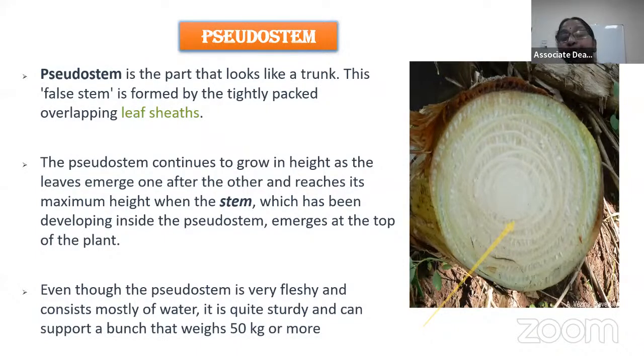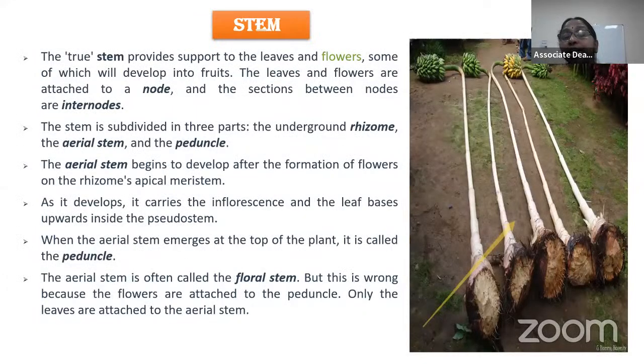Coming to the true stem portion, here you can see that the clasping leaf sheaths are all removed, and the true stem, here you can see the close view along with the rhizome and also the peduncle bearing the hands and also the fingers present on the hands. Here the true stem provides support to the leaves and also to the flowers as well. Some of the flowers will develop into fruits. The leaves and flowers are attached to a node, and the sections between the nodes are internodes. Here you can see the nodes as well as the internodes present on the stem.